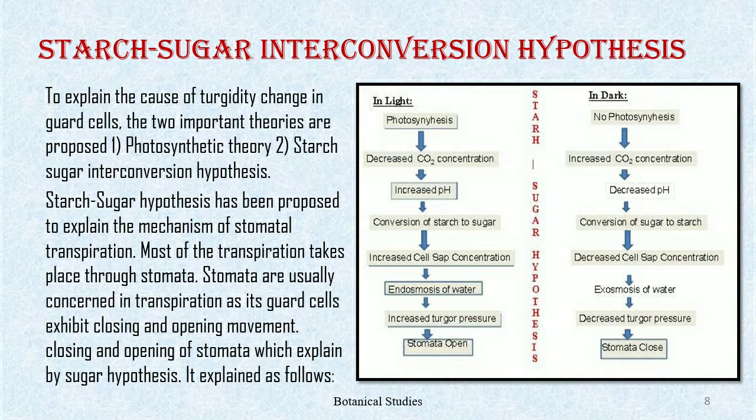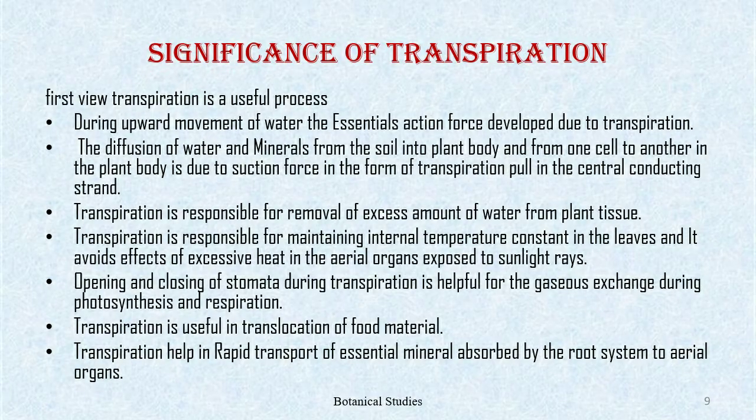And in the dark, that is in the night, there is no photosynthesis, so there is an increase in the CO2 concentration, which decreases the pH and causes conversion of sugar to starch, because of which there is a decrease in the cell sap concentration and exosmosis of water takes place, which decreases the turgor pressure and the stomata closes. Significance of transpiration.